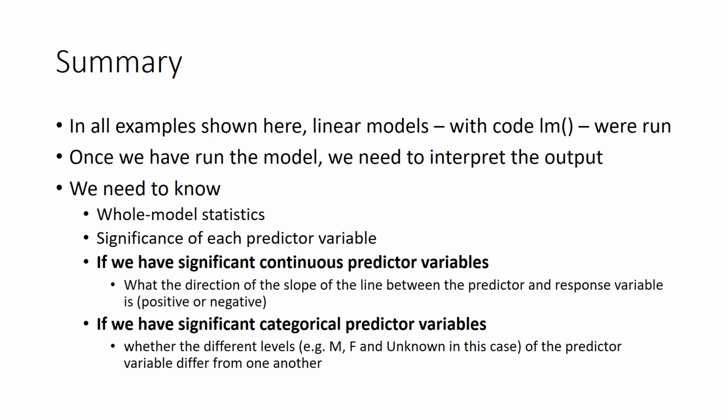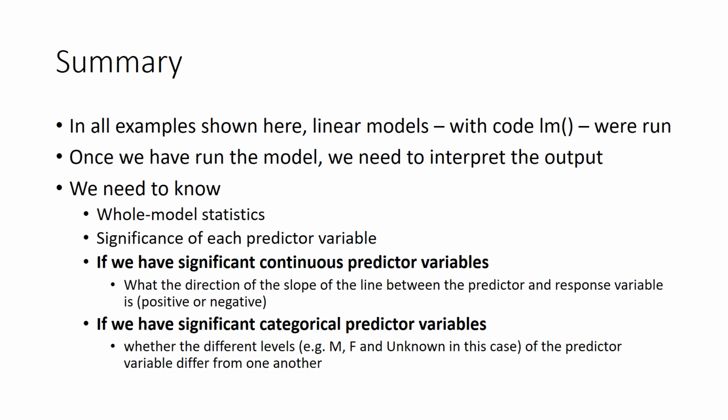What we need to get from our outputs is the whole model statistics. That was in the information at the bottom of the summary table. We need to know the significance of each of our predictive variables. So in this case, we needed to know the significance of sex and of weight. If the predictive variable you have put in is significant, you also need to know, if it's a continuous predictive variable, what the slope is. Is it a positive slope or is it a negative slope? So as x increases, does y increase or decrease?